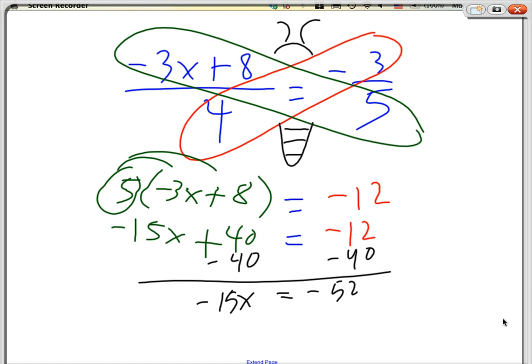Negative 52. Good. Same sign, you put them together. Opposite sign, you just subtract. That's the easiest way to remember. And the last part here is to get rid of the negative 15.